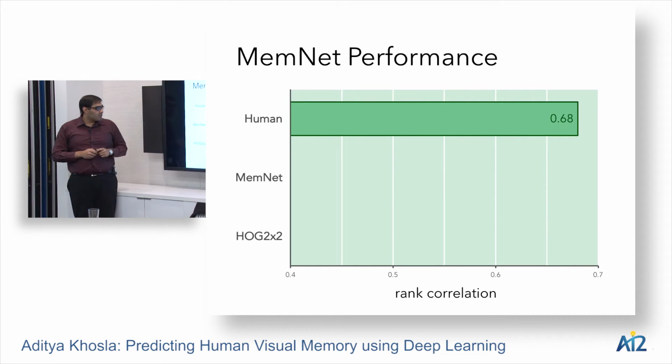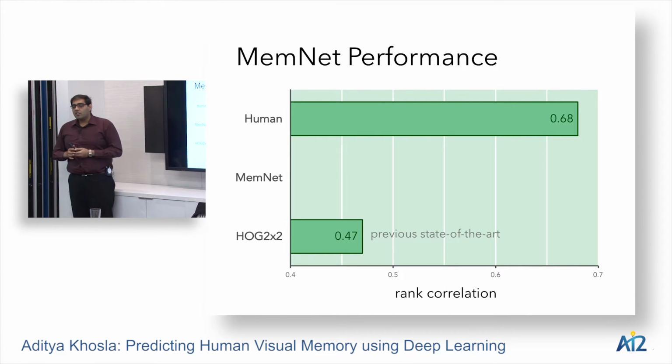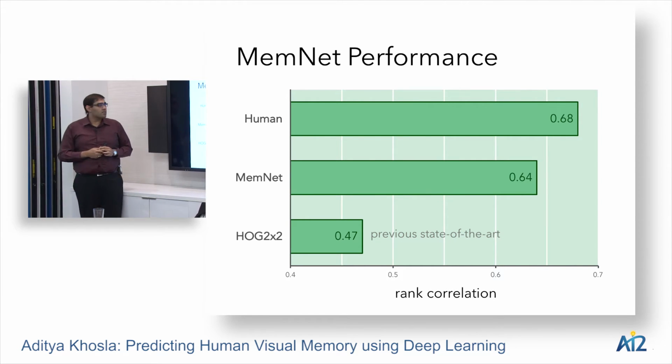Then, if we look at the previous state-of-the-art features, using HOG features, the prediction was about 0.47. This is actually not bad, given that humans have a rank correlation of about 0 at being able to predict this. So we have something that works reasonably well. But when we applied convolutional neural nets, or MemNet specifically, we obtained a rank correlation of about 0.64, achieving really close to near human level performance on this task. So we can do a really good job at predicting memorability using ConvNets.